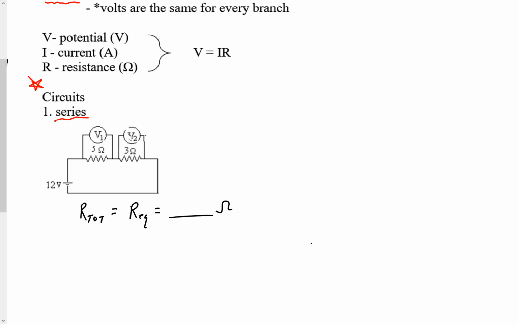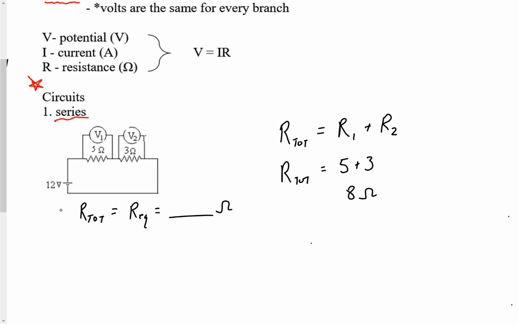To find your R total for a series circuit, all you have to do is add together the resistances. If you had 10 resistors, you'd add all 10 together. So in this case, R total is equal to 5 plus 3, for a total of 8 ohms of resistance. That's our first priority.